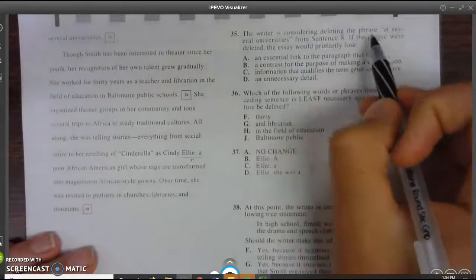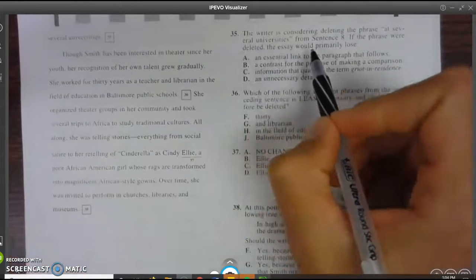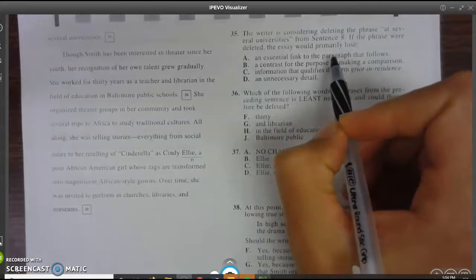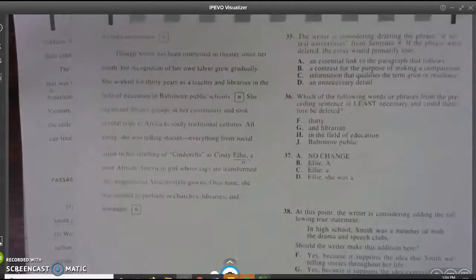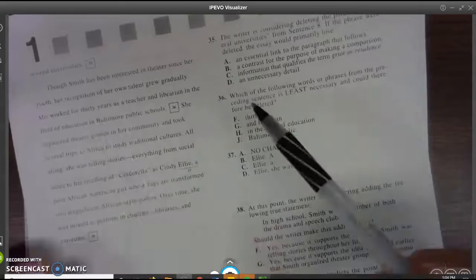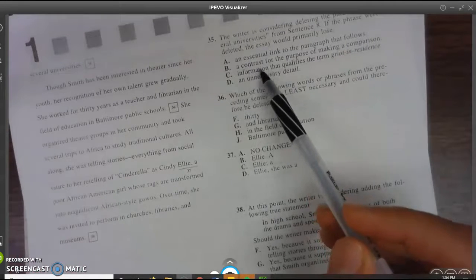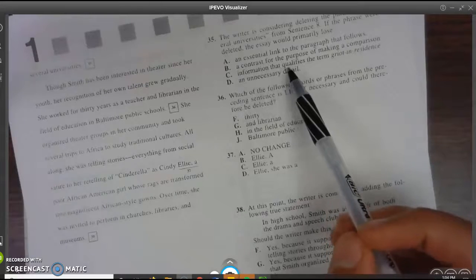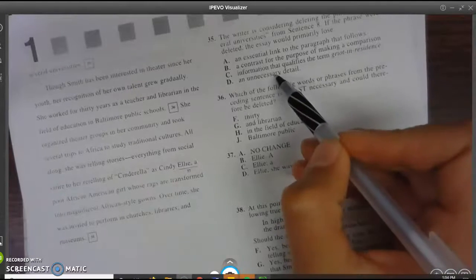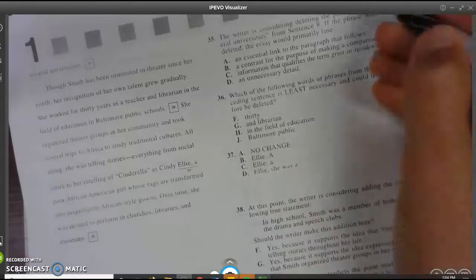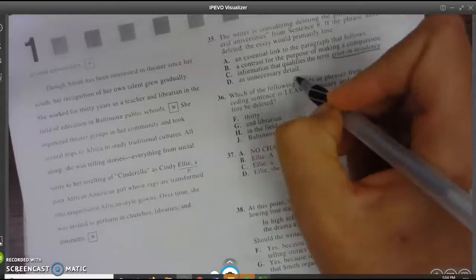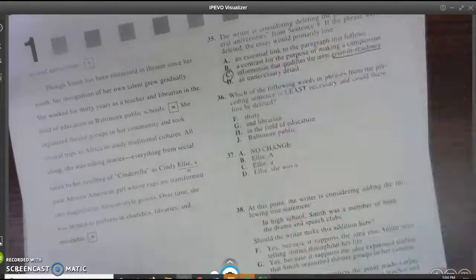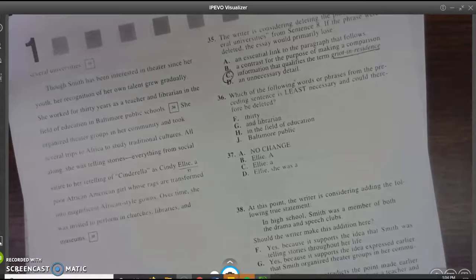The writer is considering deleting the phrase "at several universities" from sentence 8. If the phrase were deleted, the essay would primarily lose. Let's see. She's a griot in residence at several universities. Doesn't really connect to the next paragraph. A contrast for the purpose of making a comparison? No, there's no comparison. Information that qualifies the term griot in residence? Very true, because we need to know where she's in residence at. An unnecessary detail. I think C, because she is a griot in residence. We need to know where.